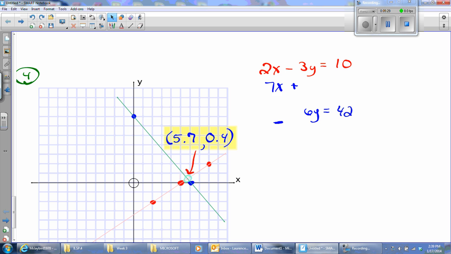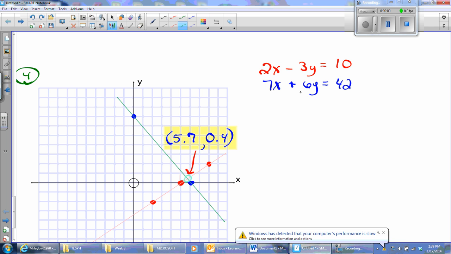Remember, I had a guess that they crossed at 5 and 7/10 and at 4/10, but I really don't know if that's the case. I'm going to look at all these variables and think of which one would be the easiest to solve for. Well, I'm thinking that y would be the worst to solve for in the first equation, because 3 is not going to go into 2 and it's not going to go into 10. 6 is going to go into 42, but doesn't go into 7 very evenly. I don't want to work with 7/6 if I don't have to. 7 goes into 42, but 7 doesn't go into 6 evenly. I don't want to work with 6/7 if I don't have to.